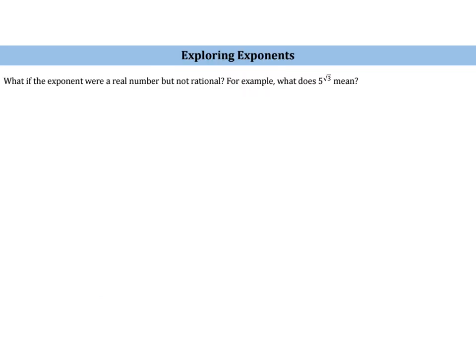So what if the exponent were a real number but not rational? So for example, if we have 5 raised to the square root of 3. Square root of 3 is not a fraction, so I can't use the properties that we know up to this point. So what we do is we'll look at the square root of 3 as an approximation. So 1.7 is close to the square root of 3, and I can take and write 1.7 as 17 over 10.